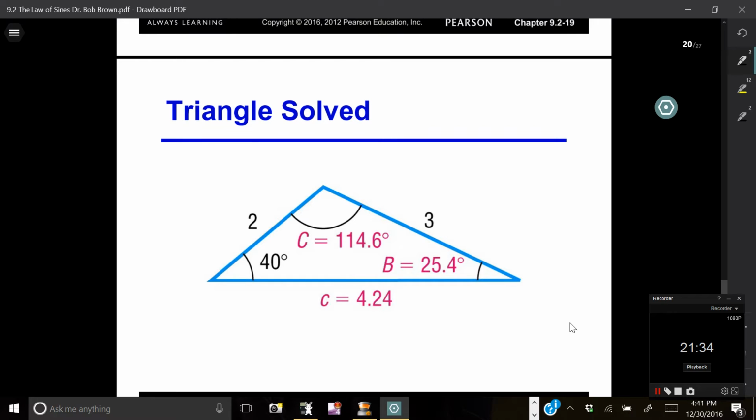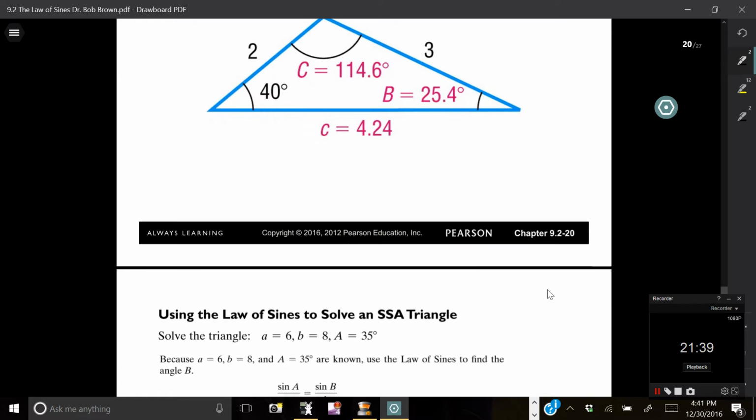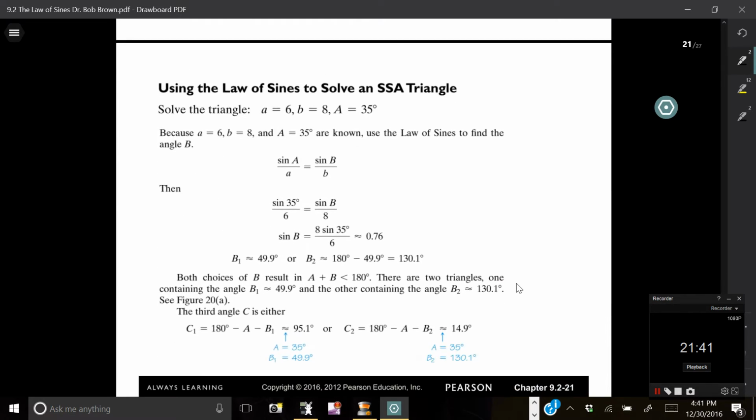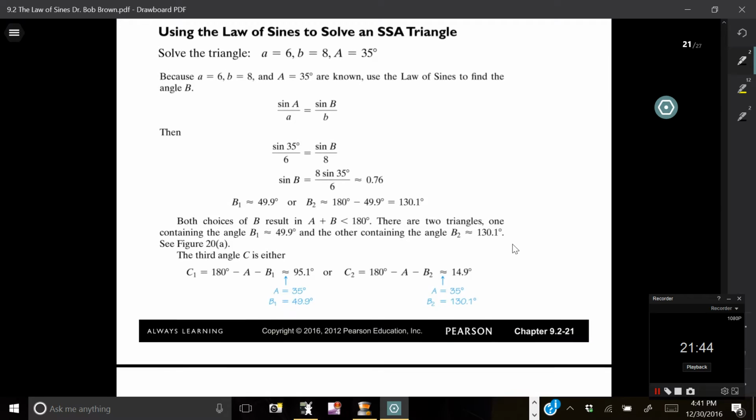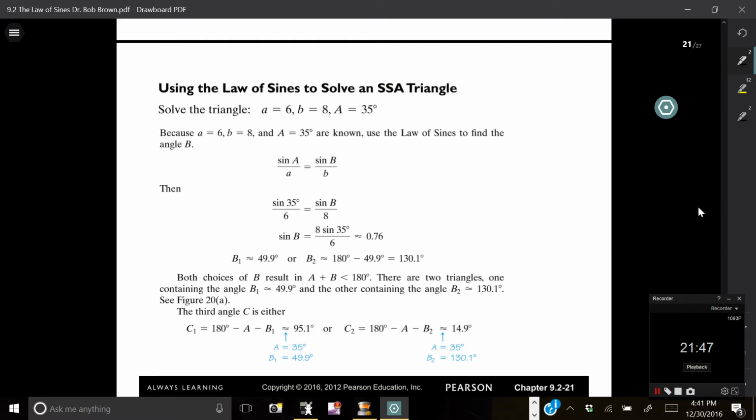And so here's the entire triangle that we just solved. Now we're going to do one more. We're going to use the law of sines to solve a side-side-angle triangle. We're given that a is 6, b is 8, and angle A is 35 degrees. In this case, angle A is going to be small enough that we just might have room to have a two-triangle solution.